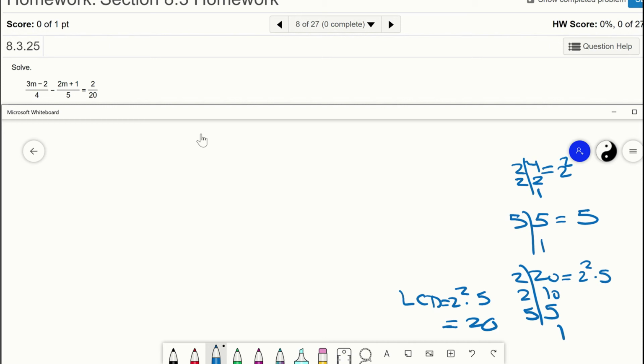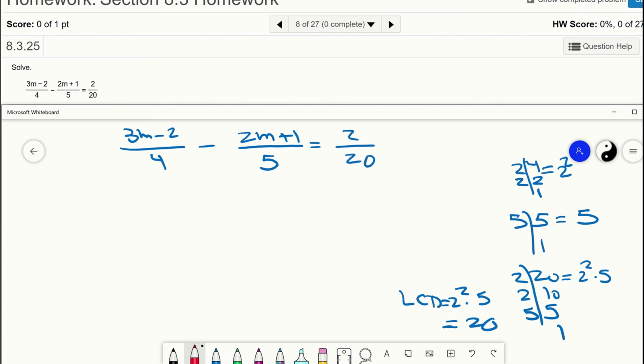All right, so we're going to multiply both sides of this equation, 3m minus 2 over 4 minus 2m plus 1 over 5 equals 2 over 20. So we're going to multiply both sides by 20. We keep in mind that we have to distribute, right?